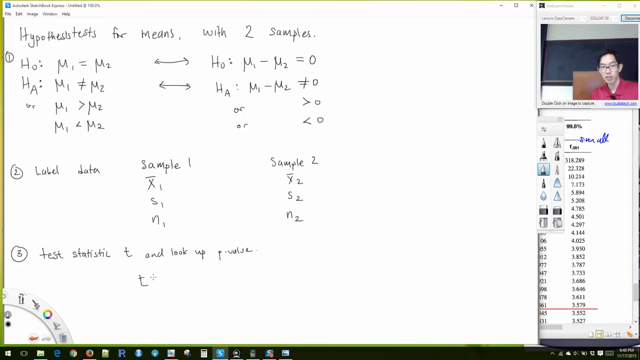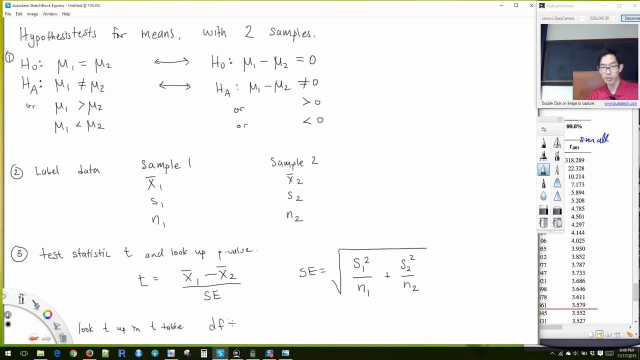So your T, this is the only part that kind of changes: x bar 1 minus x bar 2 divided by the standard error. Standard error is equal to the square root of s1 squared over n1 plus s2 squared over n2. And then you look T up in the T table. Degrees of freedom is equal to n minus 1, but we have two n's, so use the smaller of n1 and n2.